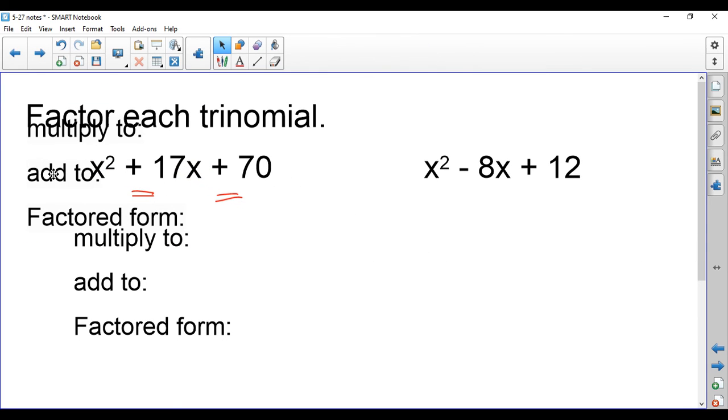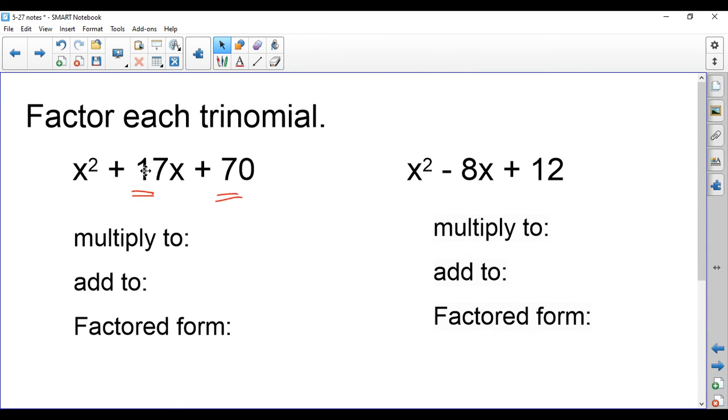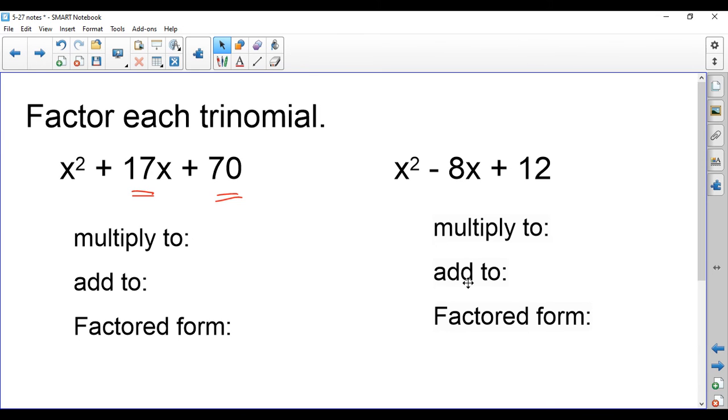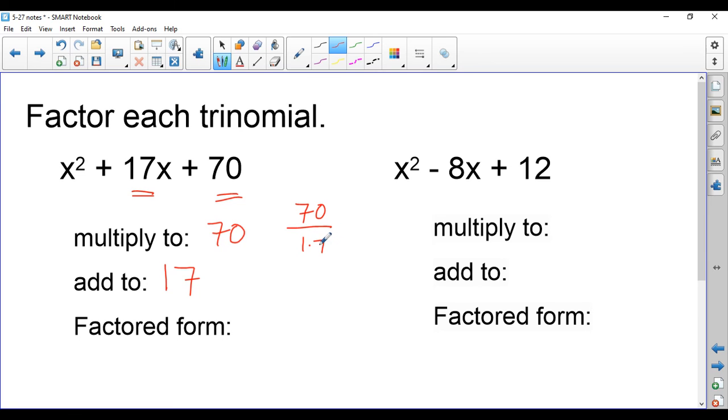So here, I want to find numbers that multiply to the constant. They're going to multiply to 70. Then they need to add to the coefficient of x, 17. I need numbers that multiply to 70, so I'm going to look for factors of 70. 1 times 70, 2 times 35, 5 times 14, and 7 times 10. I need to find the pair that adds up to 17.